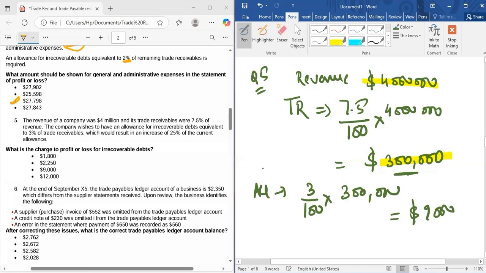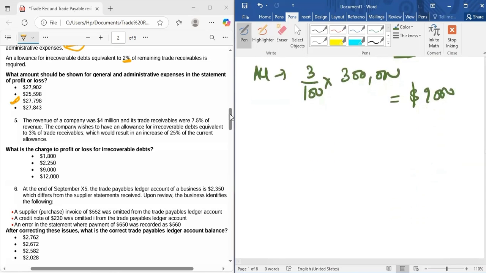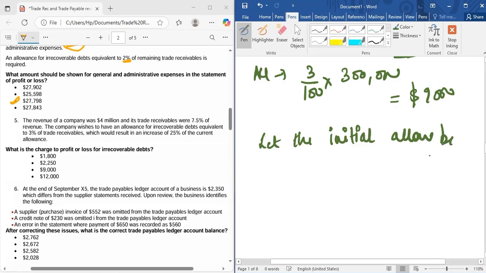What are they asking us now? Which would result in an increase of 25% of current allowance. Let us read it once again. The company wishes to have an allowance for irrecoverable debts equivalent to 3% of trade receivables, which would result in an increase of 25% of current allowance. So see, now we'll apply our basic maths. Let the initial allowance be X. Initially we had an allowance of X.